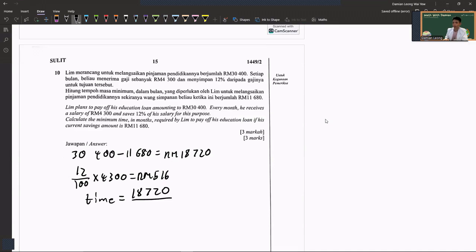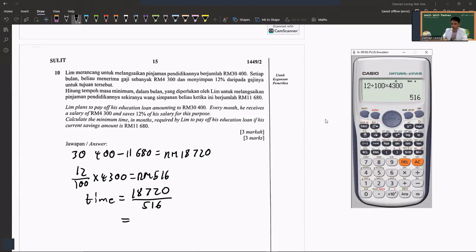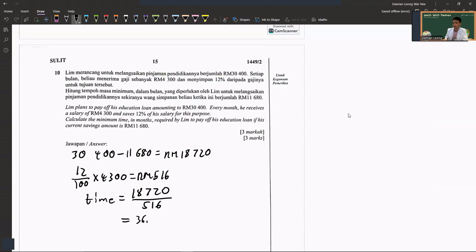18,720 divided by how much you can save every month, divided by 516. 18,720 divided by 516 is 36.27. So we always round up to the next value, means 37 months. Although it's 0.3, we round up, because it would need a full month to save the amount every time that you start saving. So that's question 10.